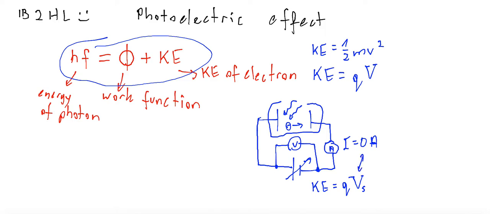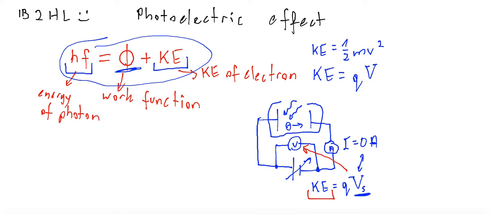the kinetic energy of electrons, which is equal to the charge of one electron times the voltage needed to stop this current. So basically, if this voltage, the one read by the voltmeter, is known, we can calculate the kinetic energy of electrons. If the kinetic energy of electrons is given, we can check this equation, because usually the frequency of light is known, so we can calculate our work function, or if the work function is known, we can calculate the frequency.